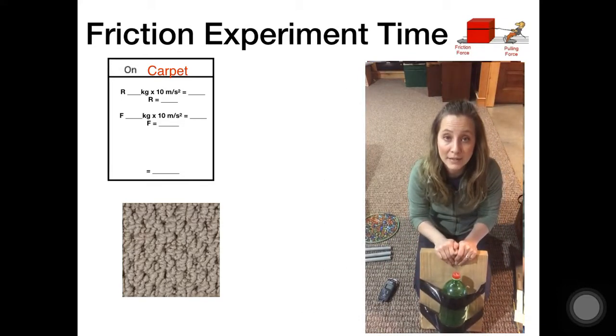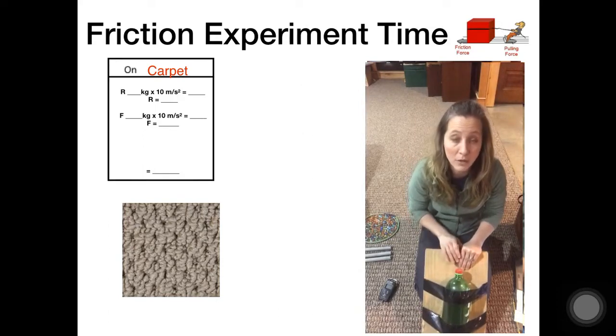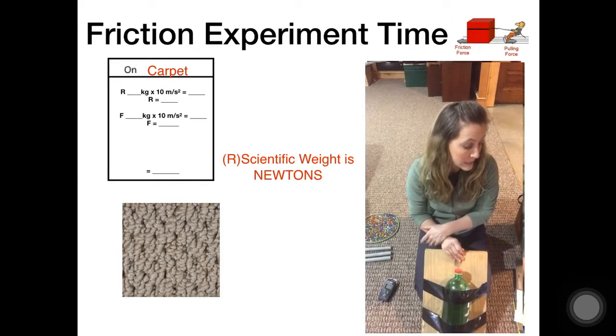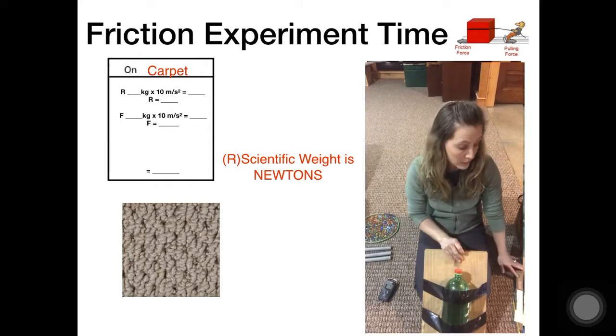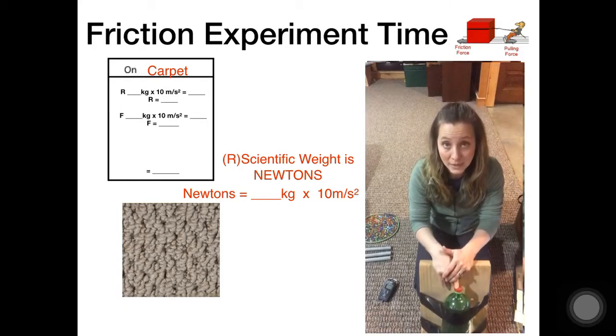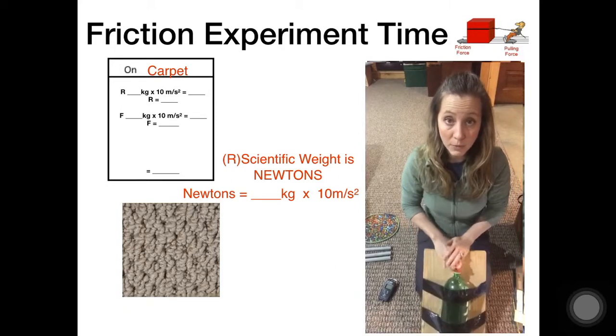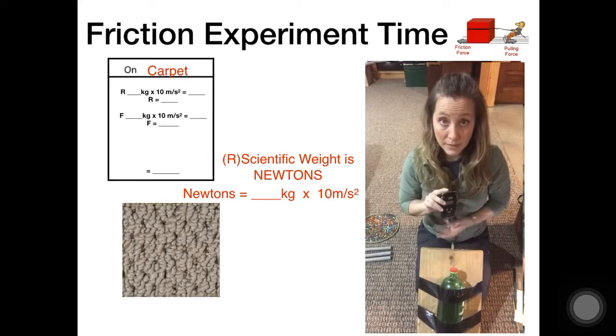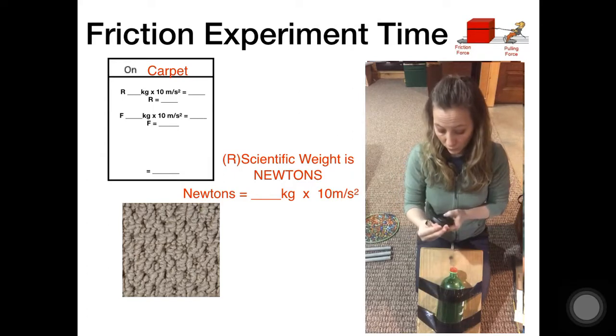And that kilograms is the mass of our object. R is our scientific weight, and we know our scientific weight from our notes is our mass times acceleration due to gravity. So if you notice here on the screen, it says scientific weight is newtons, and newtons is the mass in kilograms times 10, which is the acceleration due to gravity. So obviously we need to figure out the mass in kilograms. So we're going to use our scale here to figure out the mass in kilograms, and then we will be able to figure out what the scientific weight is, and that's what we need to use for R.